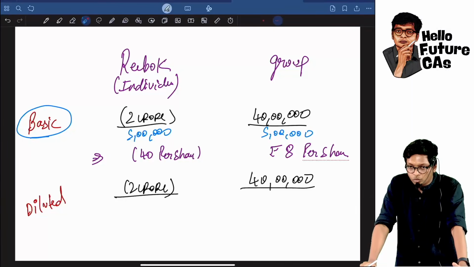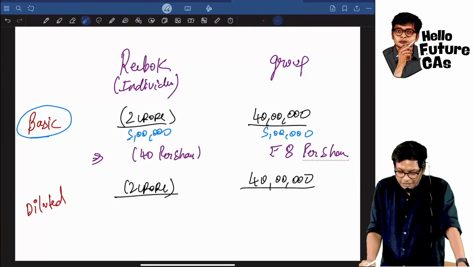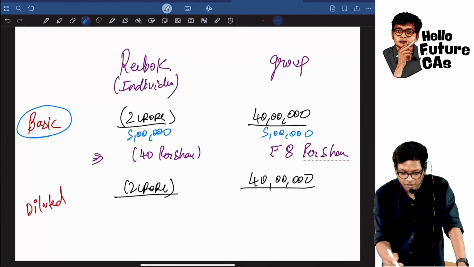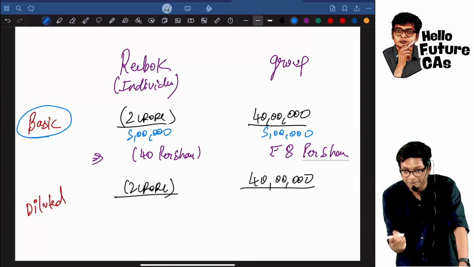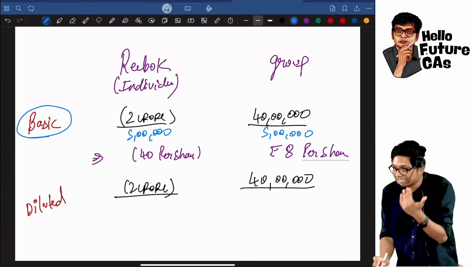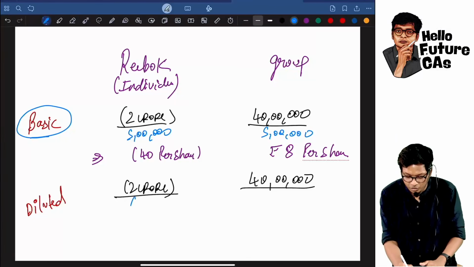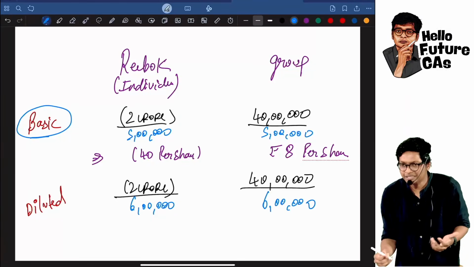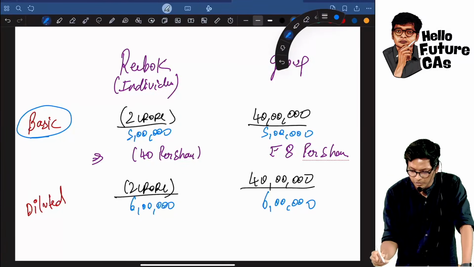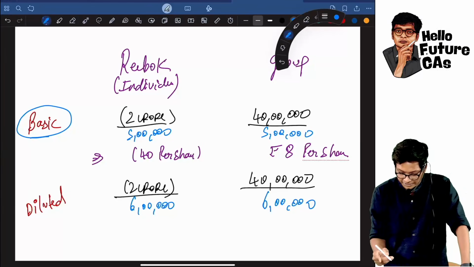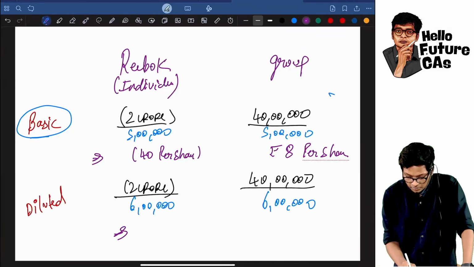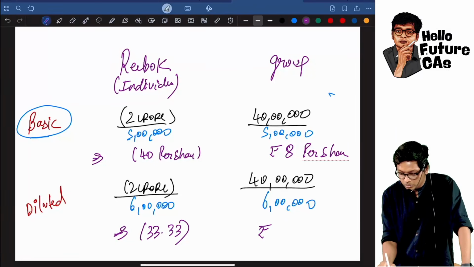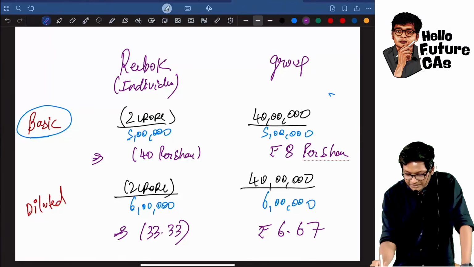Now coming to diluted EPS. Diluted EPS, now I have to add the dilution. Like how I added convertible debentures, here also I will add the dilution. 5 lakhs plus 1 lakh. They have given straight away 1 lakh, which is fully for free. So I will divide by 6. Here also I will divide by 6. That's all. What is the answer, guys? 1 second. What is the answer here? 33.33 negative. Here it will be 6.67. That's it. Sum over.